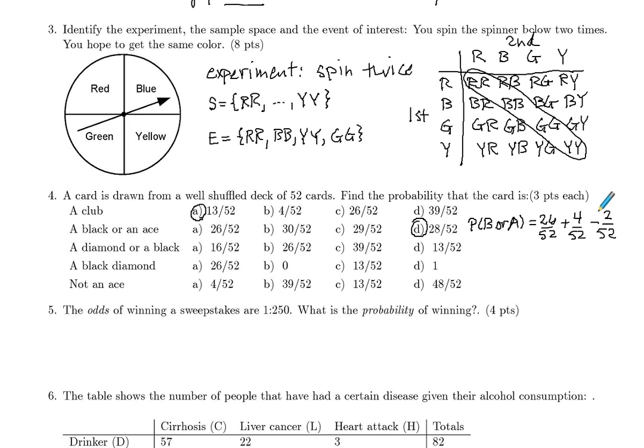Notice if you didn't subtract out the double counting, you'd get 30 out of 52, which is B, and that is incorrect. Okay, so make sure that, because this is an OR probability, make sure you use the addition rule and subtract out the double counting.